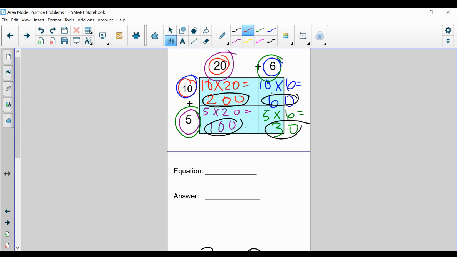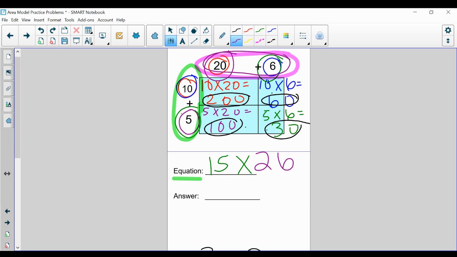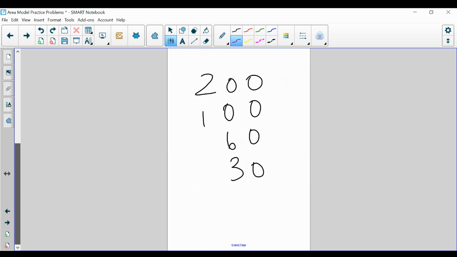But before I go on to add those up, I want to talk about our equations here. It's very important you understand the equations. Our equation here, it's this number multiplied by this number, okay? So our equation here is 15, see, 10 plus 5, times, because we're always multiplying to find the area, times 26. Okay, that's our equation.